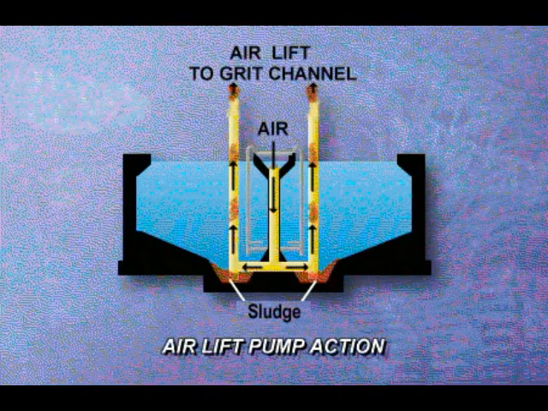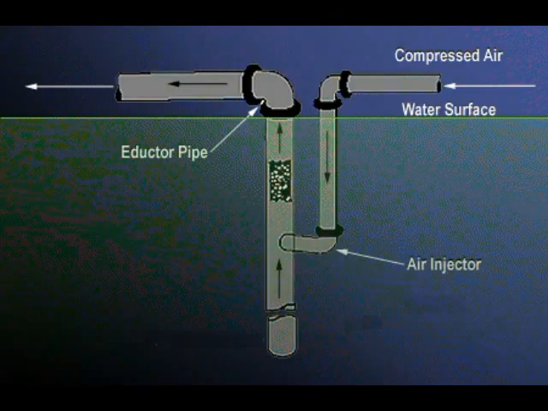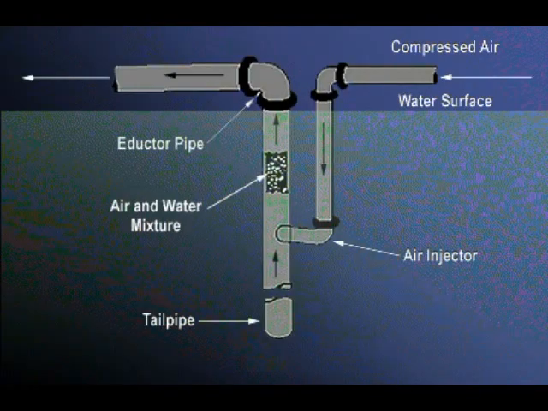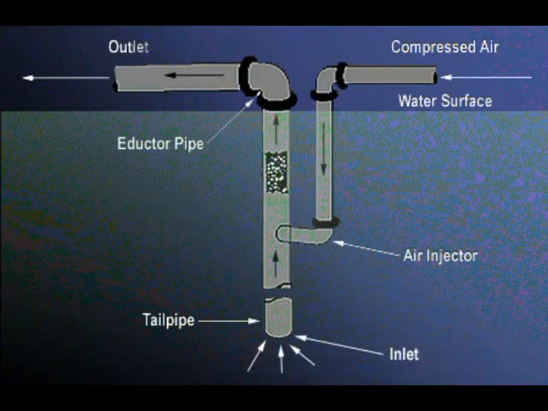Here is a diagram of a typical airlift pump installation. Compressed air is forced into the eductor pipe through an air injector. The air bubbles mix with the wastewater, creating a less dense mixture that will rise. This upward flow creates an area of low pressure in the eductor pipe, which allows atmospheric pressure to push the fluid into the tailpipe, setting up the pumping action.